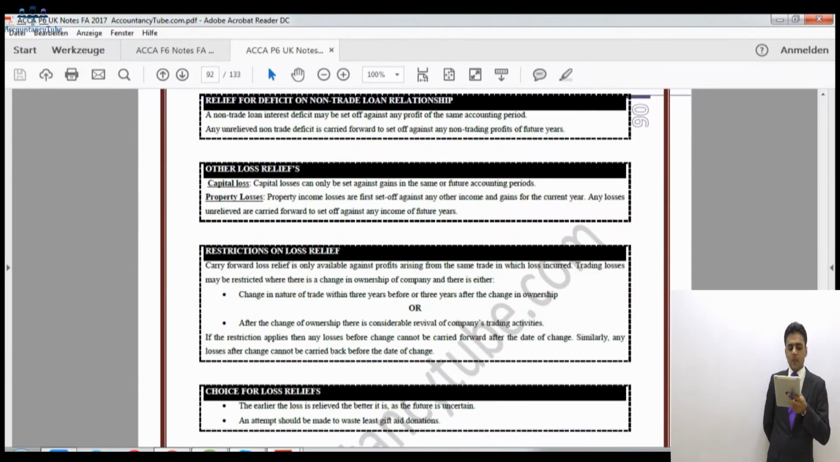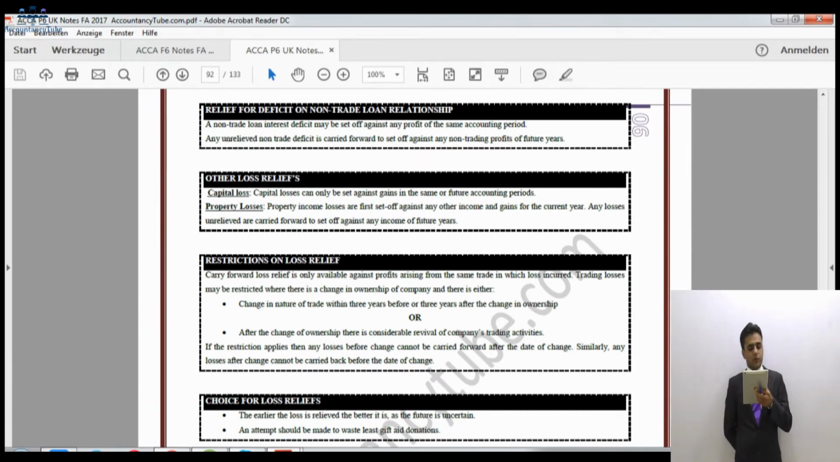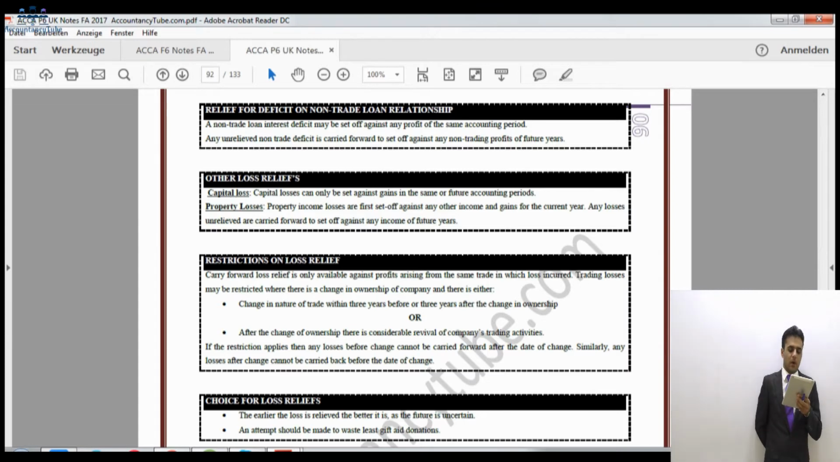Right? And just beneath that it says other loss relief. Capital losses can only be set off against gains of the same or future accounting periods, but only against capital gains. Then property income losses are first set off against any other income and gains for the current year, and any losses still unrelieved will be carried forward to set off against any income of future years.